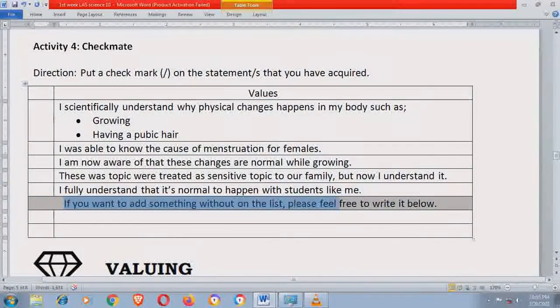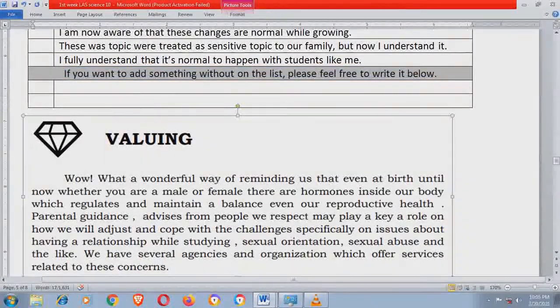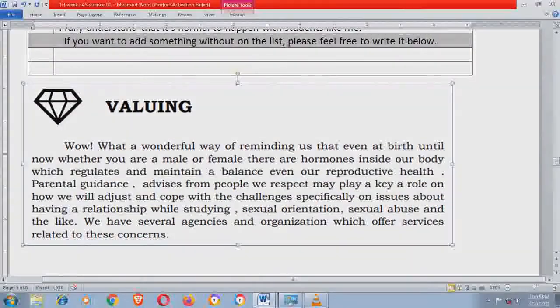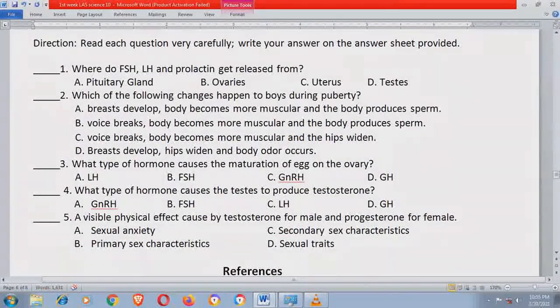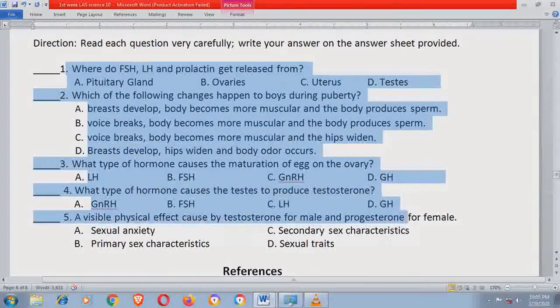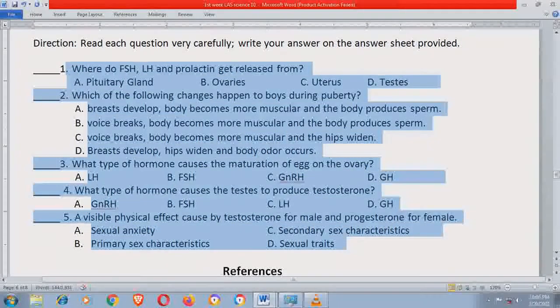Now, meron pa dito. If you want to add something on the list, please feel free to write below. Valuing. Basahin lang nila yan. And then the post test. Hindi ko na dinamihan. 5 lang, para hindi ganong stressful sa aking mga estudyante kasi 8 subjects yung sasagutan nila, medyo madami. Tapos 1 week lang, paano nila pagkakasyahin yung oras nila. So, we need to be more considerate para sa ating mga bata.